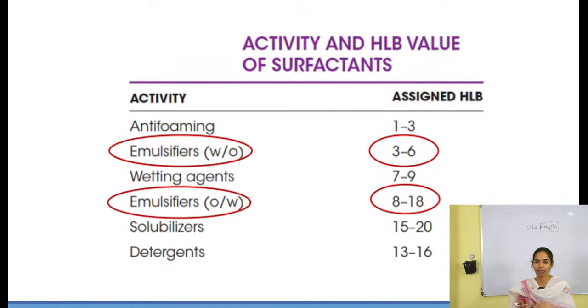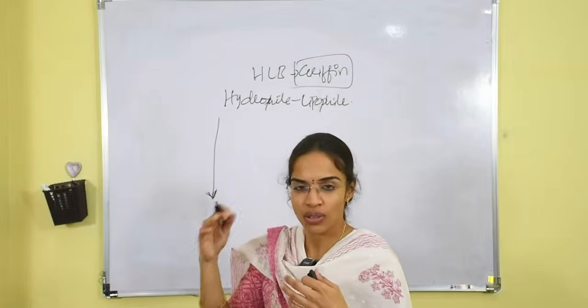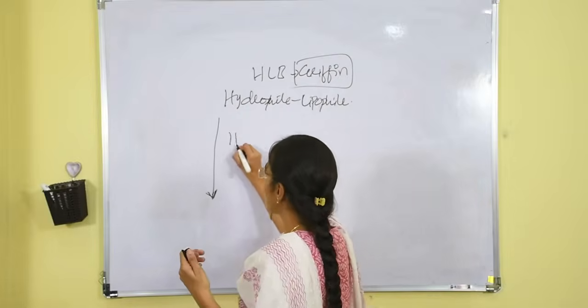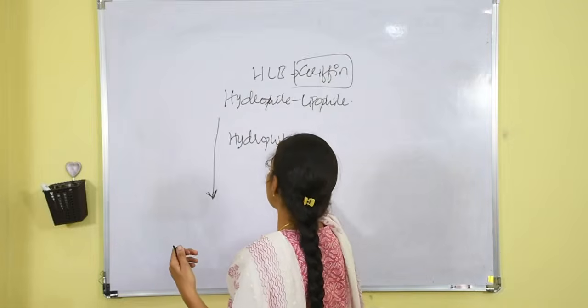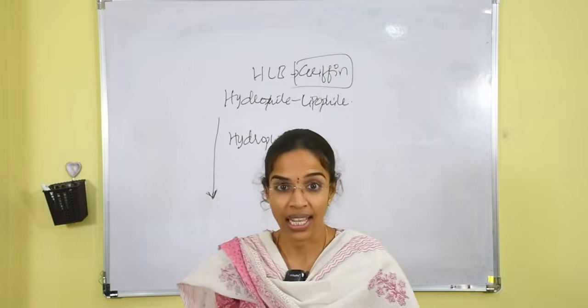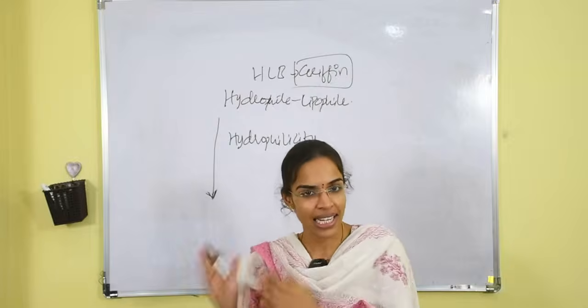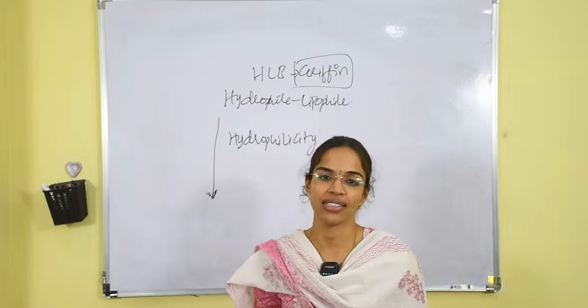We have to remember that HLB is the hydrophile lipophile balance value. As the HLB value increases, going down the chart from 1 to 20, what happens? Usually the hydrophilicity of the agents increases. The hydrophilicity of that particular surfactant will increase. The higher the HLB range, the higher the hydrophilicity of the surfactant.